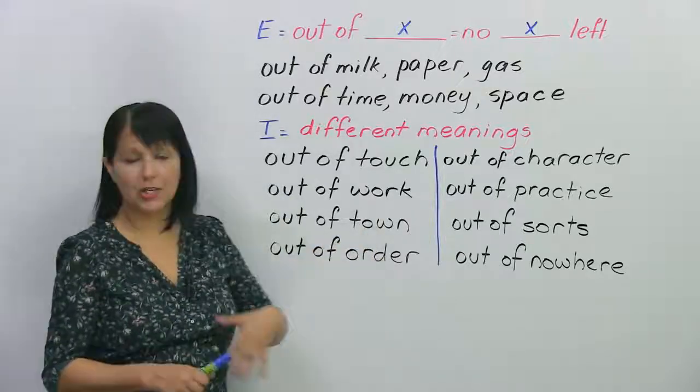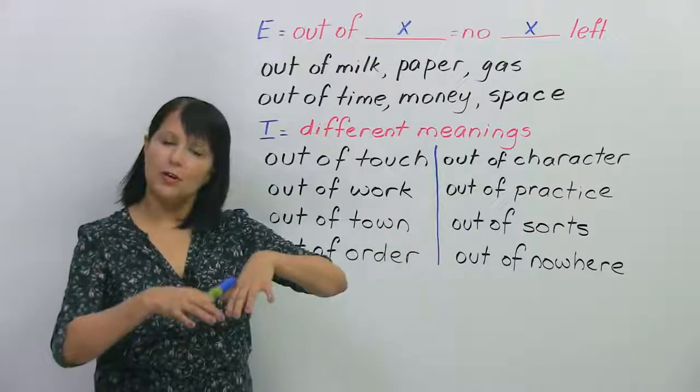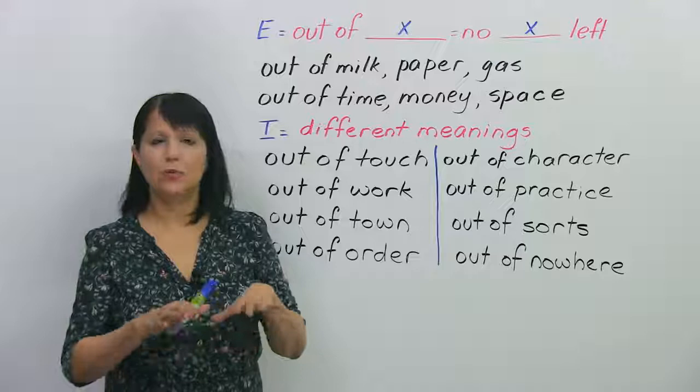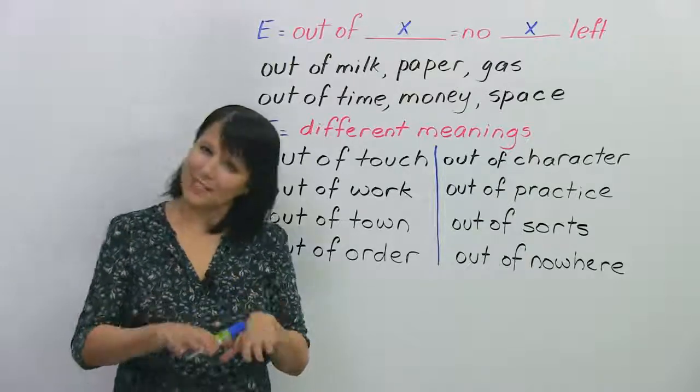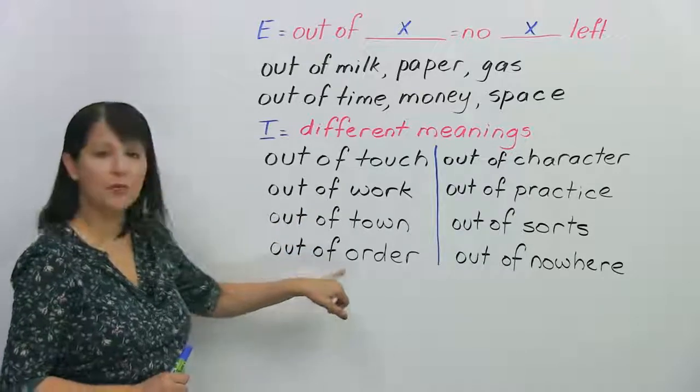We use the expression out of town even to talk very much about cities. It just means that you're away from the place that you normally reside or live. All right? And the last one of these, out of order.